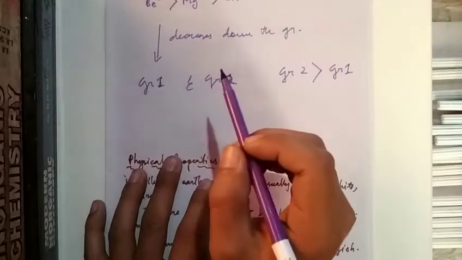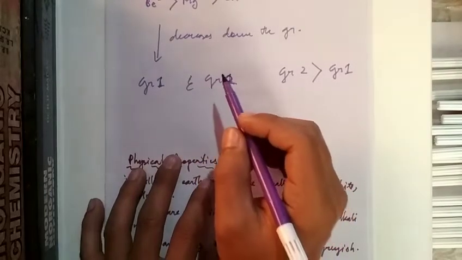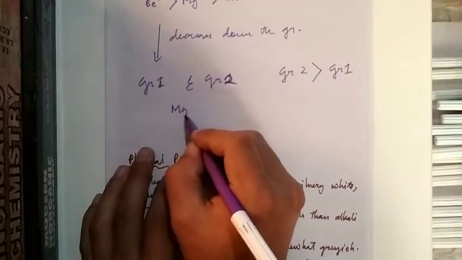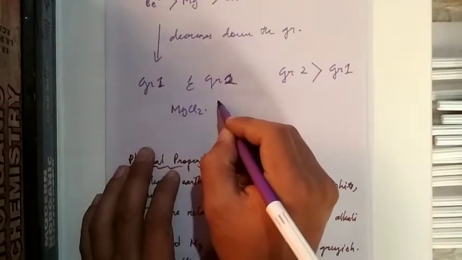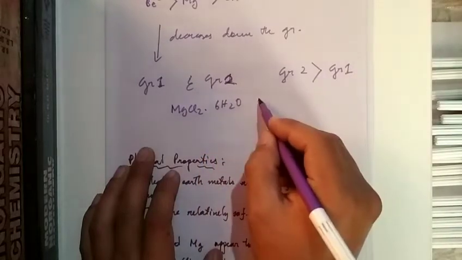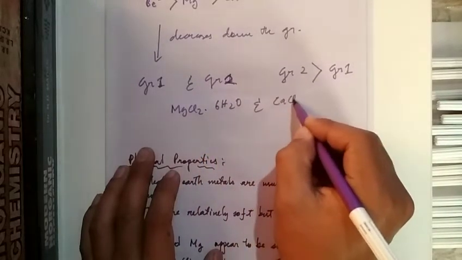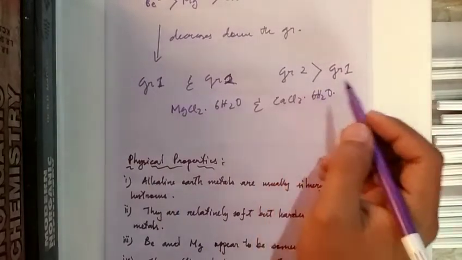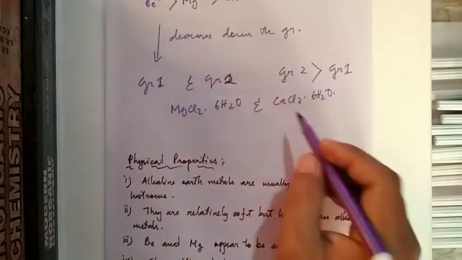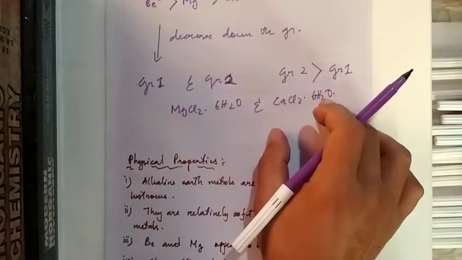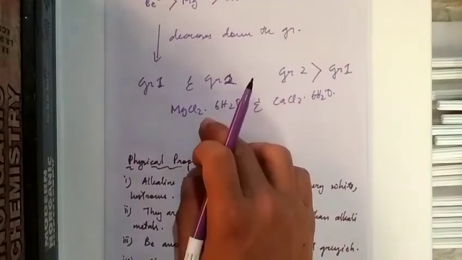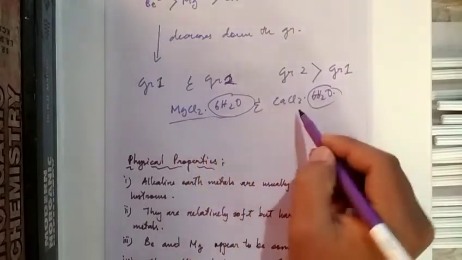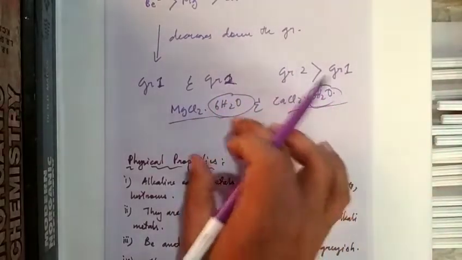Some examples of hydrated molecules are MgCl2·6H2O and CaCl2·6H2O. So these are examples of hydrated molecules, where water molecules are attached.